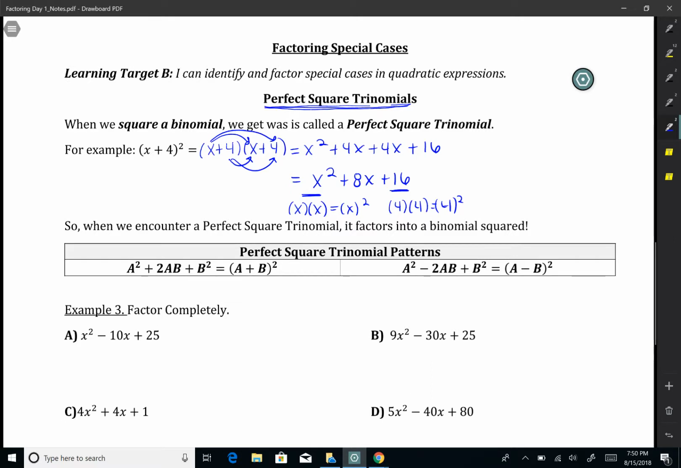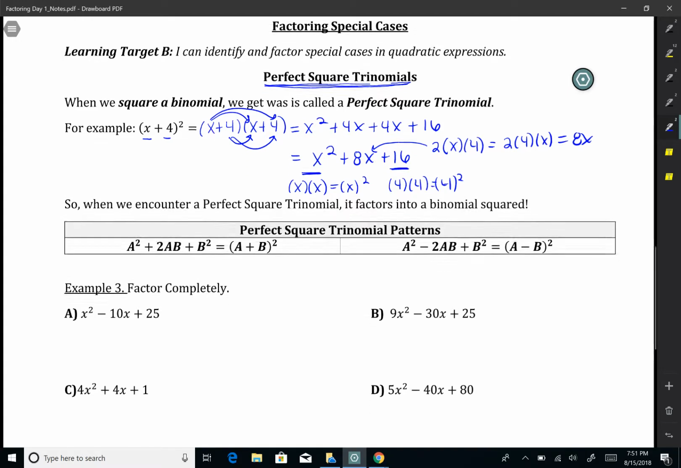Then, if that is true, we check that the middle term is actually 2 times the two terms in your binomial. So what's 2 times x times 4? Well, that's the same thing as saying 2 times 4 times x, which is 8x. And sure enough, my middle term is 8x. We'll get more into that in a second. But what I've just showed you is the pattern. The first and last term are perfect squares.